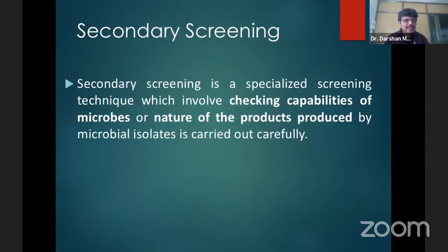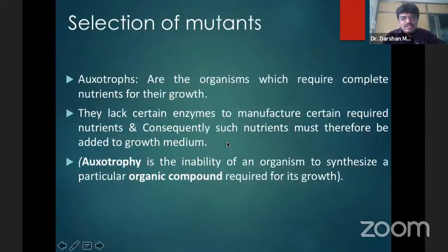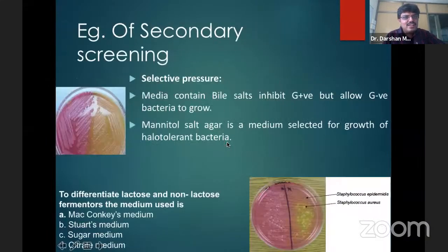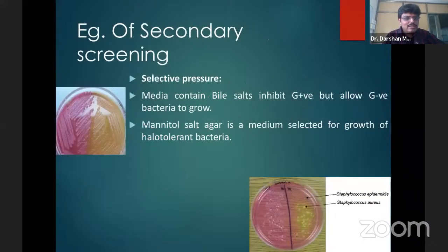Another one is known as secondary screening. Now what you try to do over here is check the capabilities of microbes, for what? To produce the desired product. You check the capability of the microbes to produce the desired product. That particular phenomenon is known as secondary screening. Right?